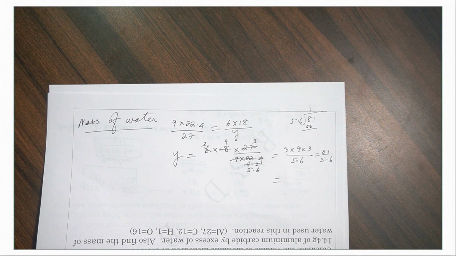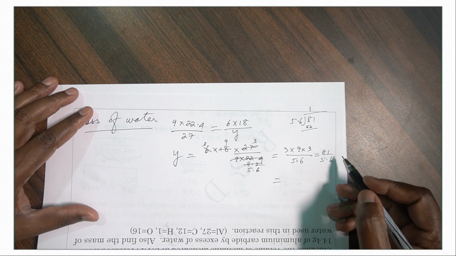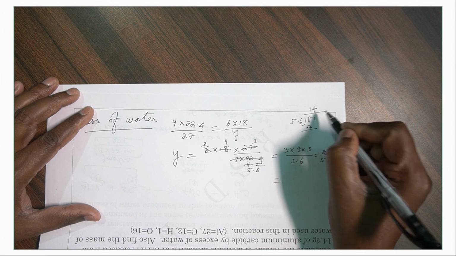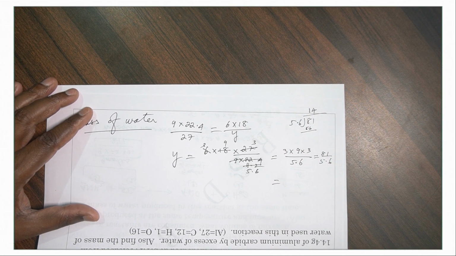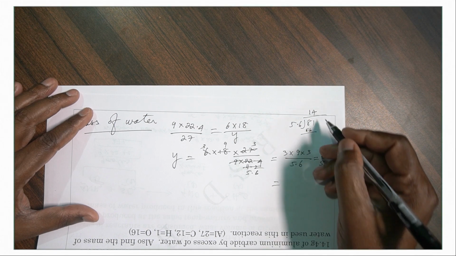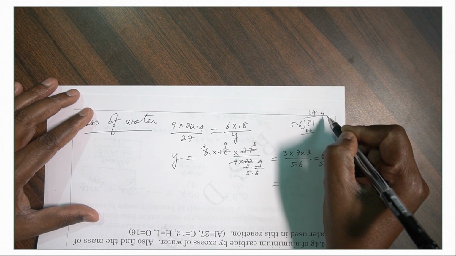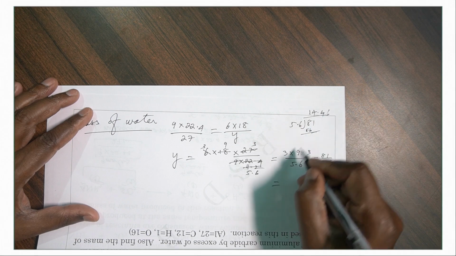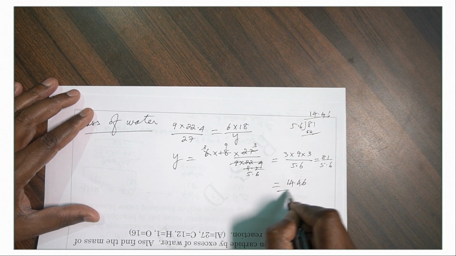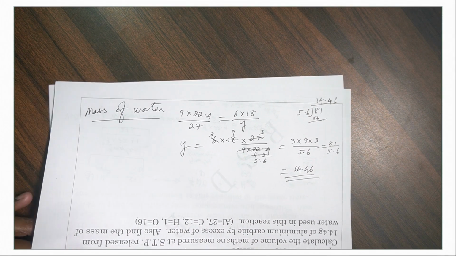So by dividing, you will get 81 divided by 5.6. Taking it as a whole, you will get 14 here, and then the decimal values will come: 14.46. So you can divide and find out what exactly comes there.